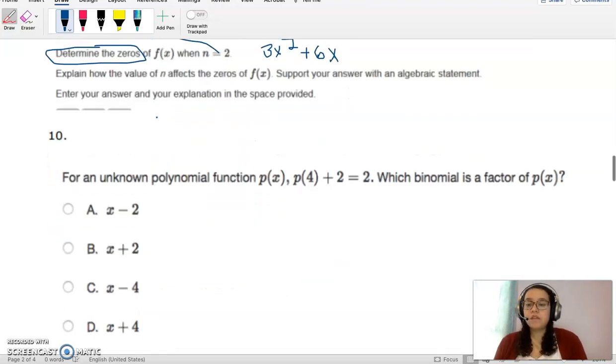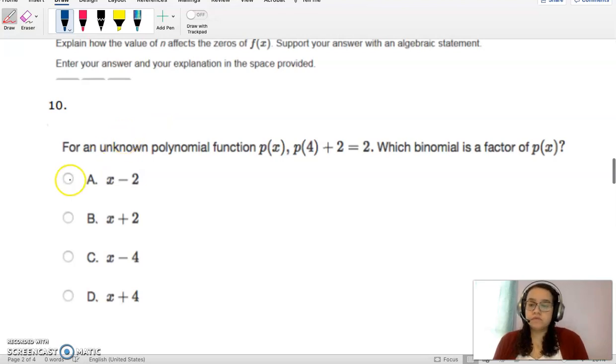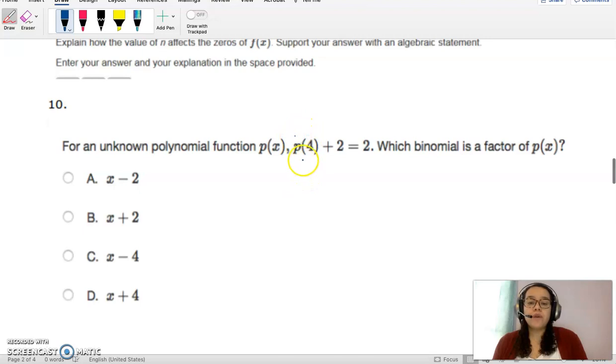Okay? Number 10, for an unknown polynomial function, p of x, when you evaluate it at 4, or p of 4 plus 2, it equals 2. So which binomial has to be a factor for this to be true, right? So when p of 4 plus 2 is equal to 2, what does that mean? Well, if I subtract 2 from this side, and I subtract 2 from this side, that means that p of 4 is equal to 0.